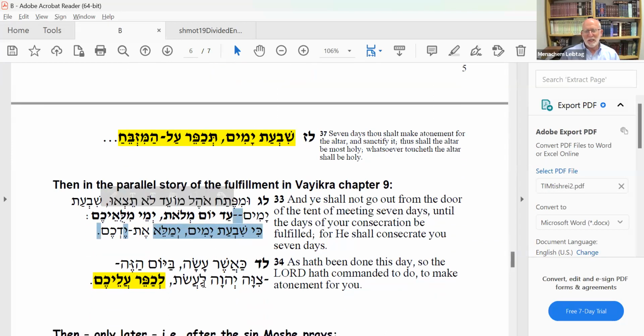And then it says, Kasher asah bayom hazeh, tziva Hashem l'chaper alechem. We're doing this for 7 days, l'chaper alechem. You, the Kohanim, need kapara. Not because you sinned. This is inaugural. You're about to begin your service of God. And therefore, don't be surprised that once a year, I need to repeat this inaugural ceremony.